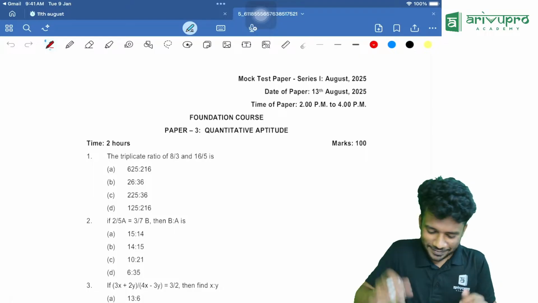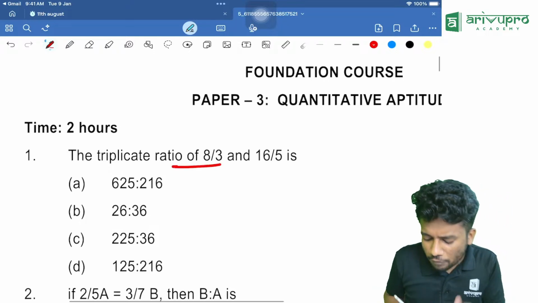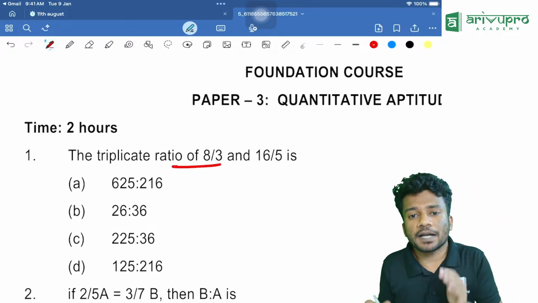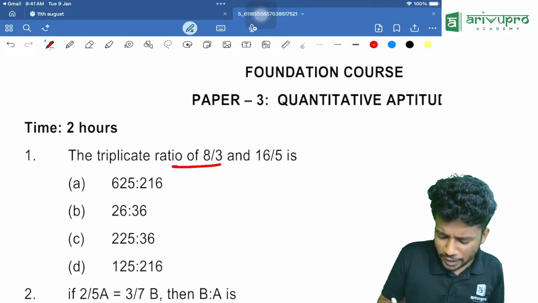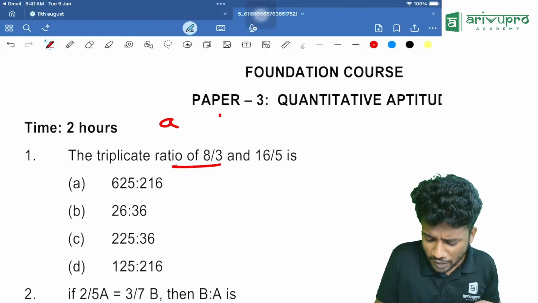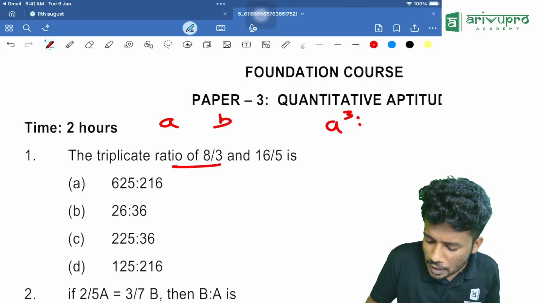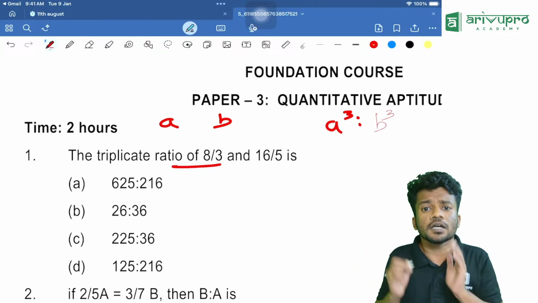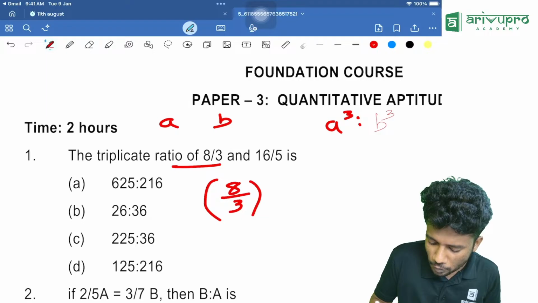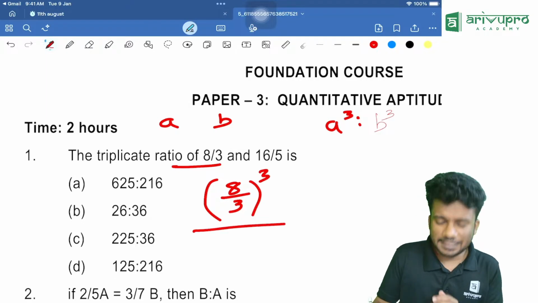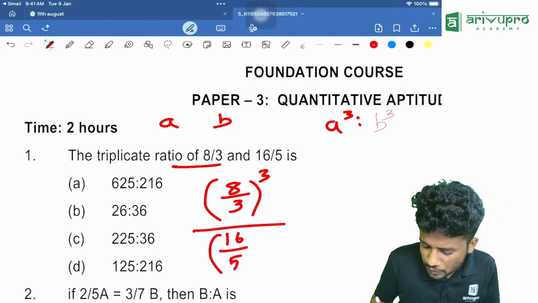The first question is: triplicate ratio of 8 by 3 and 16 by 5. First of all, we should know what a triplicate ratio is. If they ask for the triplicate ratio of A and B, you write it as A cube is to B cube. That is the way we usually write. Similarly here, we write (8 by 3) the whole cube divided by (16 by 5) the whole cube.